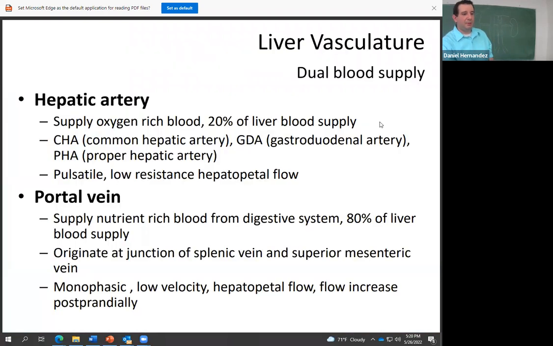All right, so some of the abdominal arteries now. Liver vasculature.